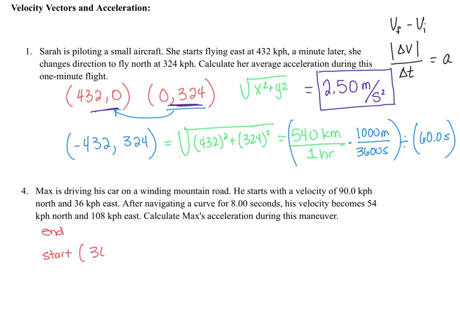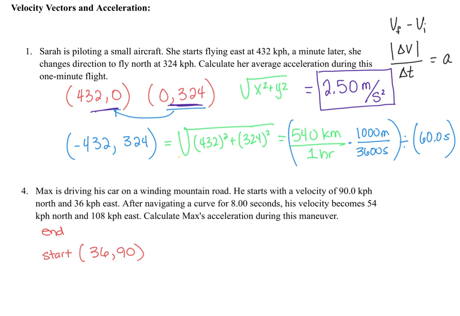The 36 goes first, the 90 goes second. Remember, east-west is typically my X, north-south is my Y. It won't make a difference so much if you keep it in the same order, but if you don't, then you may confuse yourself. So you may want to stick to east-west is my x variable, north-south is my y variable.